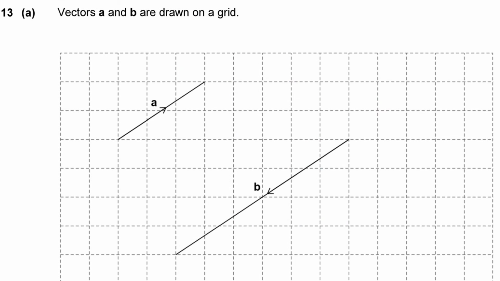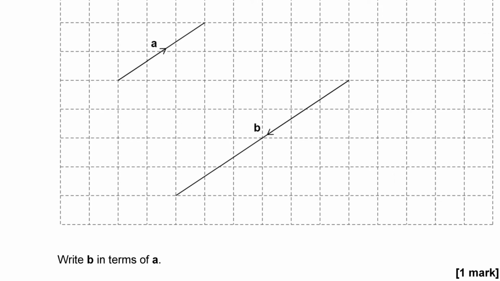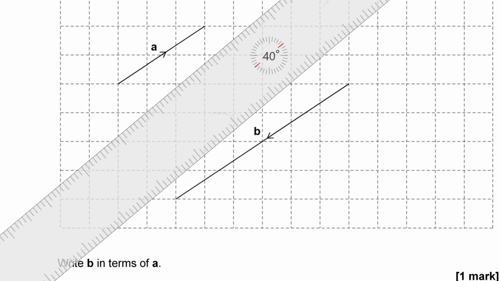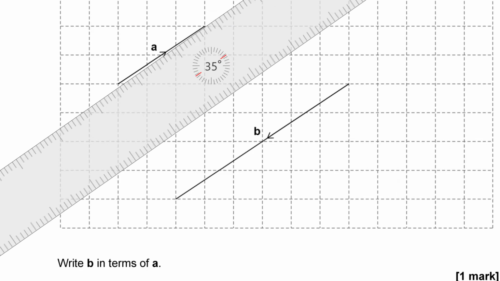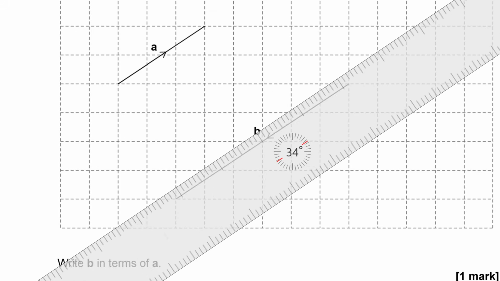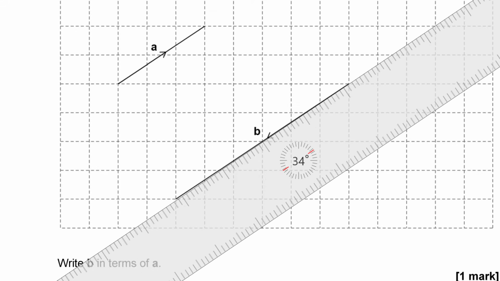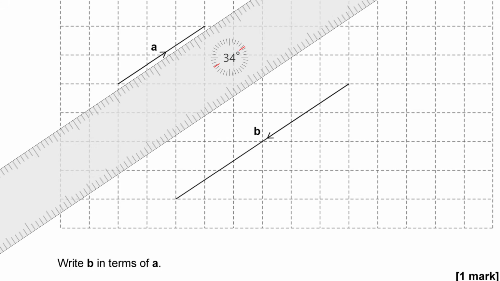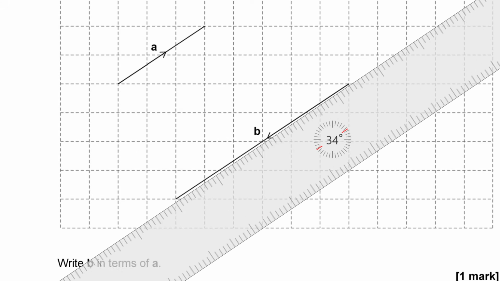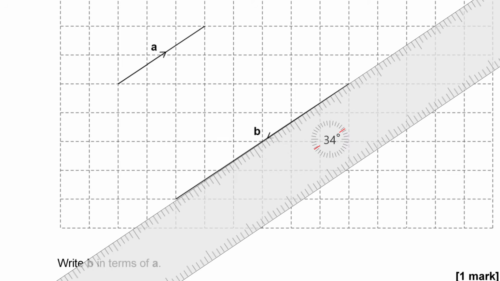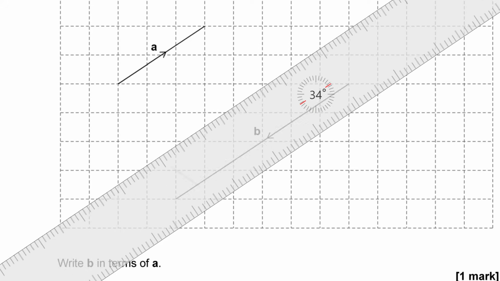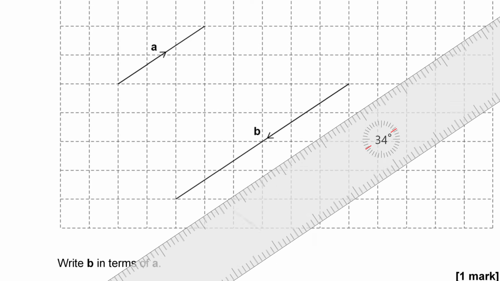Question 13a. Vectors a and b are drawn on the grid. Yes, they are. And then underneath it says write down b in terms of a. Now you should be able to see from here that a is parallel to b. So they're not going in the same direction, are they? Because a is going from left to right, and b is going the other way around, by looking at the arrow, it's going from right to left. But they're in opposite directions, aren't they?